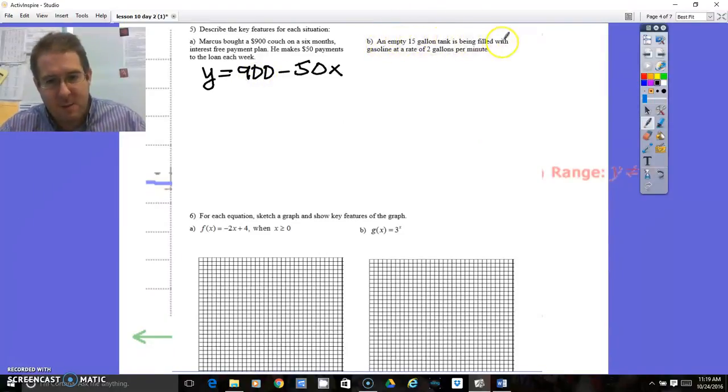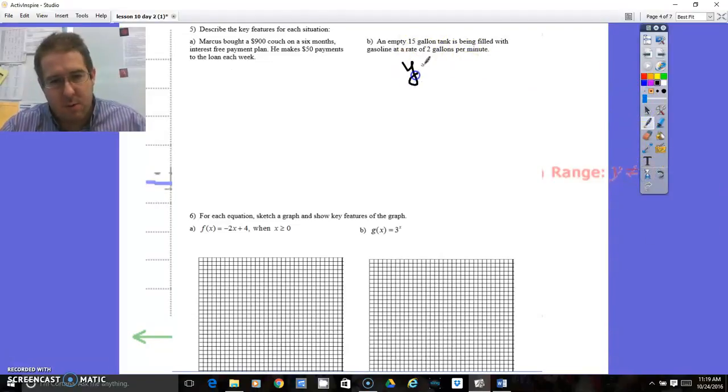An empty 15-gallon tank is being filled with gasoline at a rate of 2 gallons per minute. All right, so we want it to be 15 gallons, and it's increasing at a rate of 2 gallons per minute. So it's adding 2 gallons per minute, so it's really just 2x.